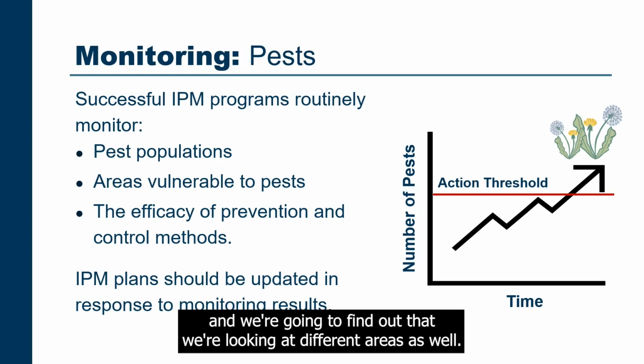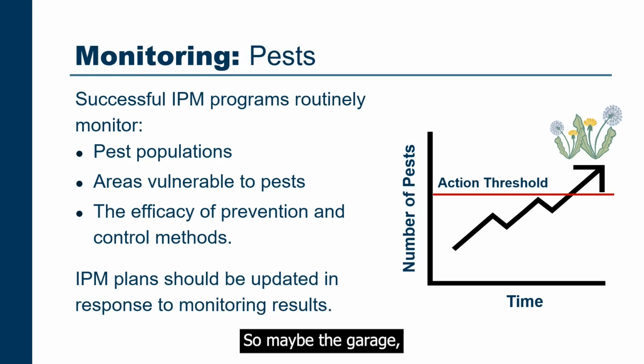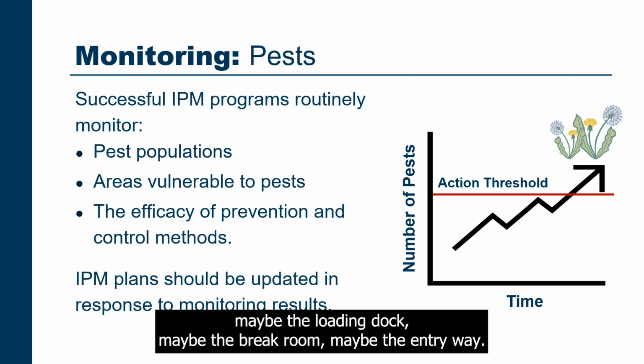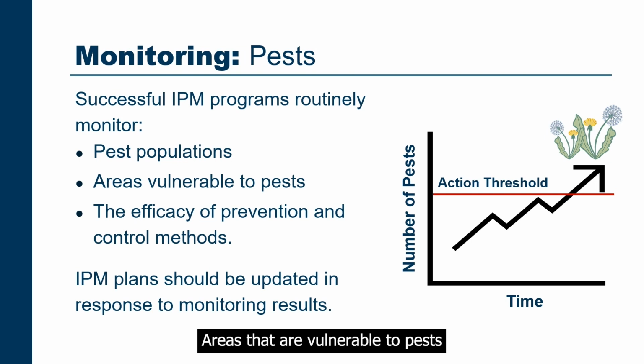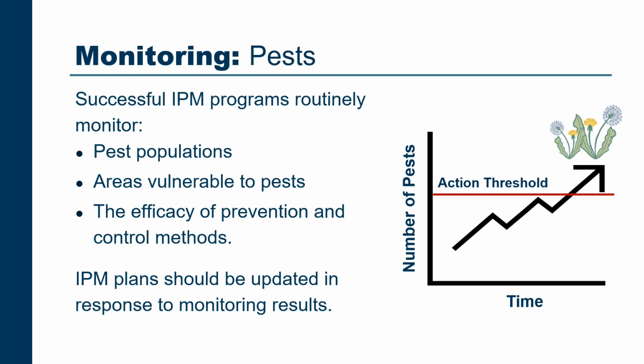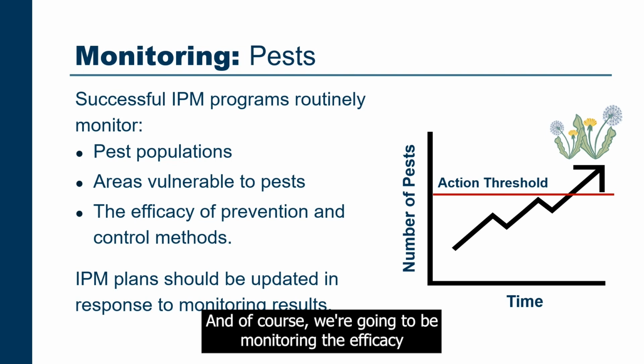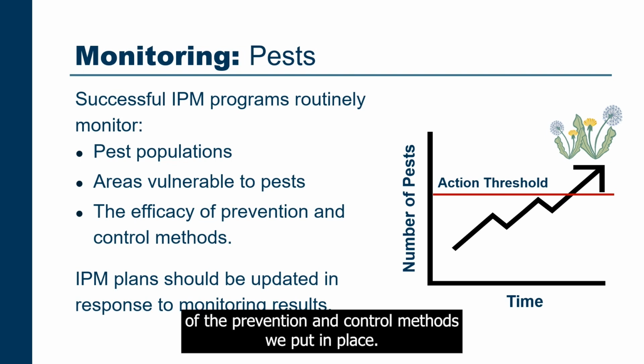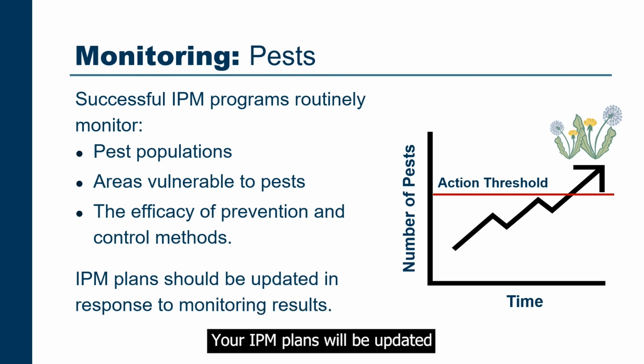And we're going to find out that we're looking at different areas as well. So maybe the garage, maybe the loading dock, maybe the break room, maybe the entryway. Areas that are vulnerable to pests and pest specific. And of course, we're going to be monitoring the efficacy of the prevention and control methods we put in place. Your IPM plans will be updated in response to these monitoring results.